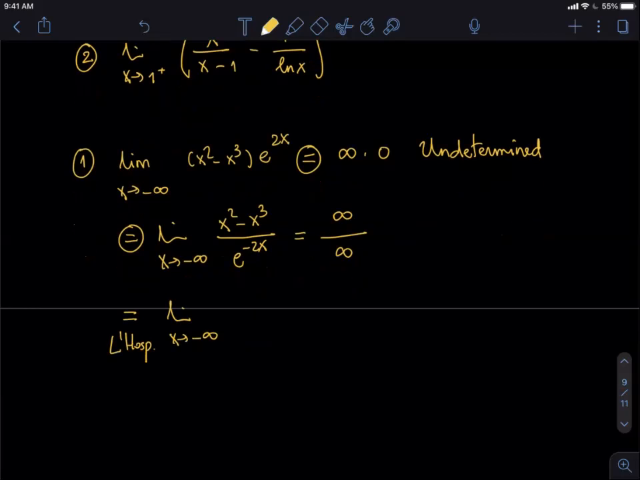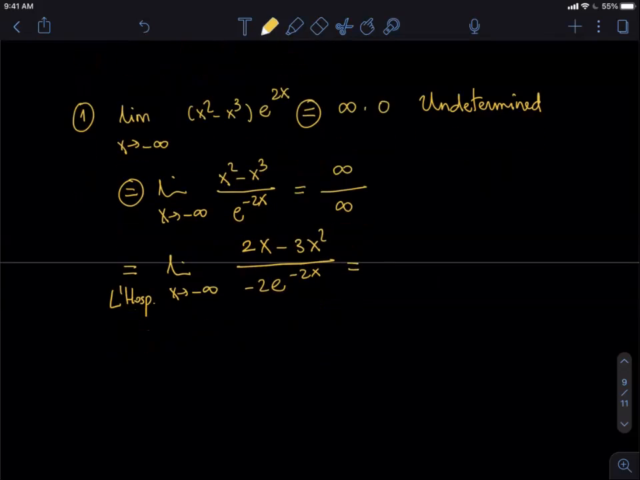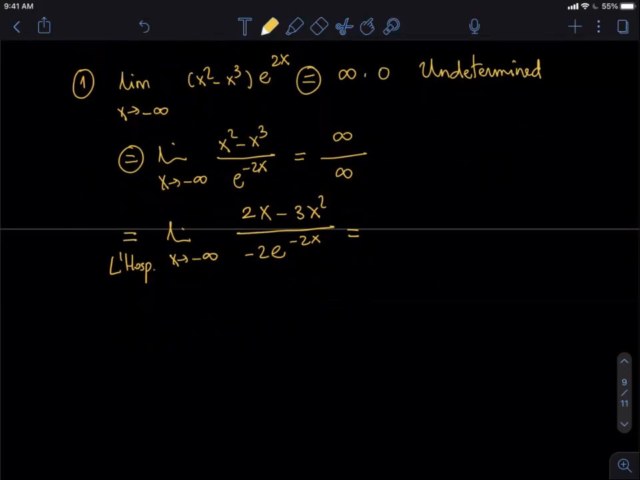Okay, so we can just take the derivative: 2x minus 3x squared divided by the exponential of negative 2x times negative 2. Let's write it this way. Let's see if that worked. So we have negative infinity minus infinity, that's negative infinity, divided by negative infinity. All right, so still an indetermination, but something that we can handle using L'Hopital.